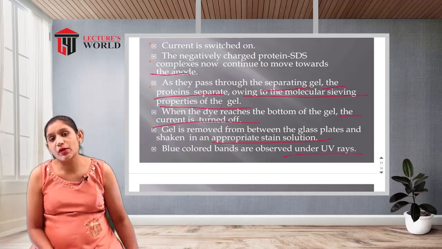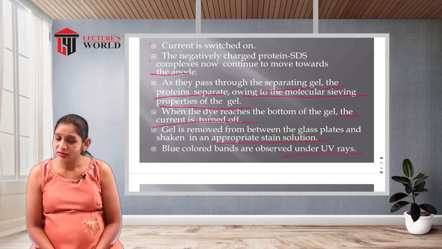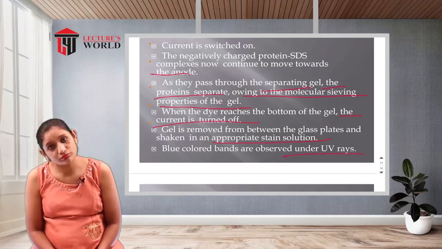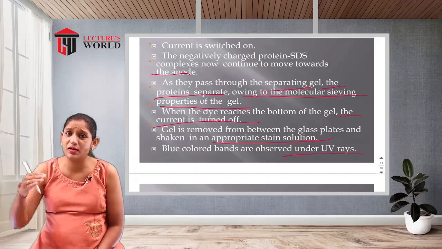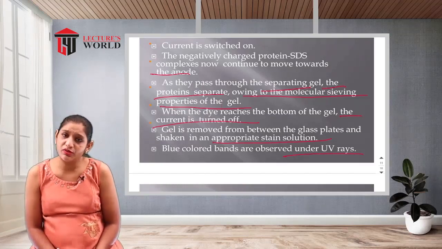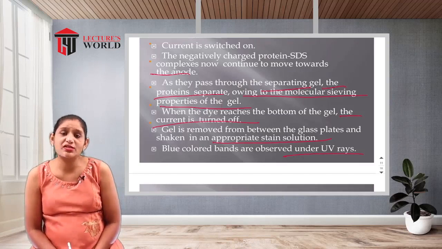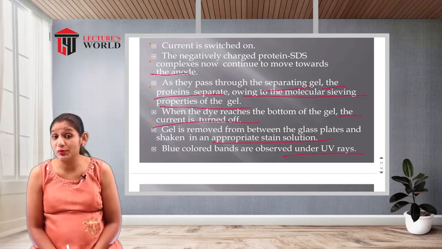Blue colored bands are seen because of the separation and the use of ultraviolet rays, which are absorbed by bromophenol blue, a tracking dye. This is the reason behind the blue color observed.